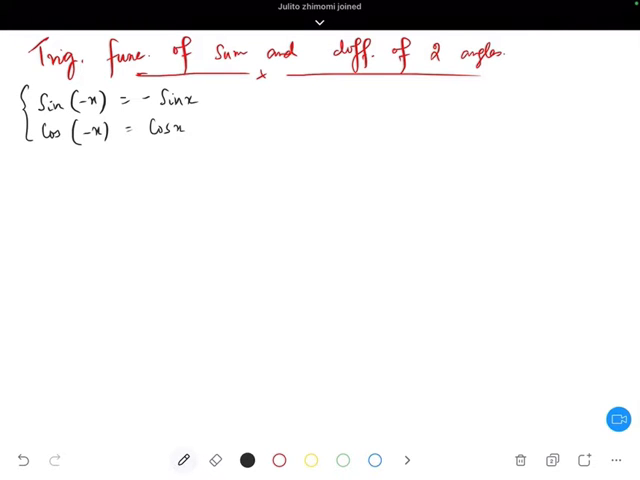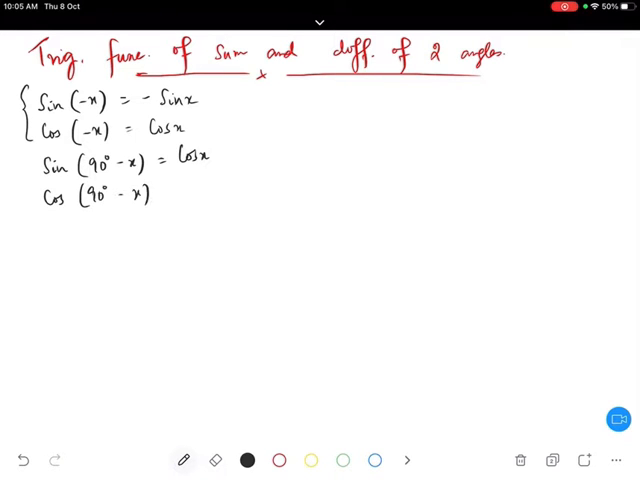Tell me one thing, this one we also learned in class 10. Can anybody tell me what is sine of 90 degree minus x? It is cos x, that's right. And cos of 90 degree minus x is? It's sine x, because cos and sine are opposite. So cos 90 minus x is sine x, and sine 90 minus x is cos x.